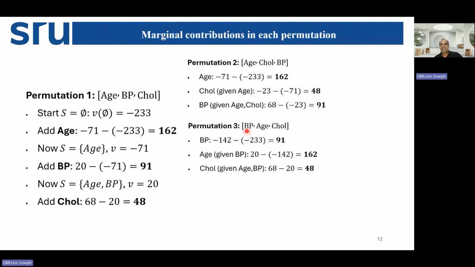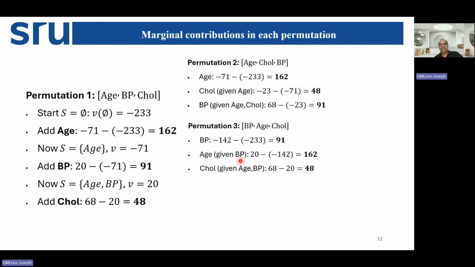Next, permutation 3 is BP, age, cholesterol. I am shuffling these, but due to that also the value never changes. The same permutation is coming. So BP is nothing but minus 142. Only BP: minus 142 minus of minus 233, that is 91.